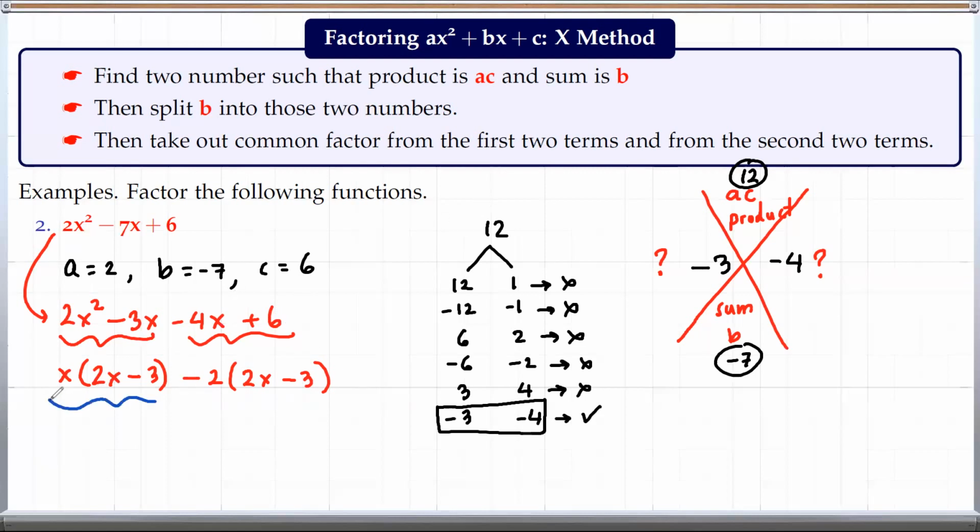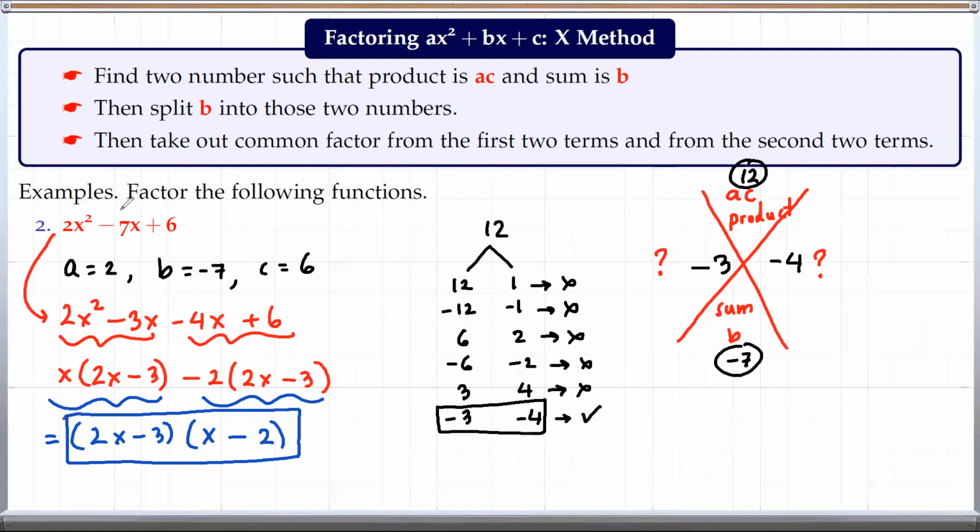Next, we look at these two terms and see if we can factor anything. So it looks like 2x minus 3 is common in both of these. So if you take 2x minus 3 out from the first term, you are left with just x. So just x over here, minus, and you are left with 2 over here. So these are the factors of the given quadratic function, 2x squared minus 7x plus 6. All right, so we are done with this example. Let's look at the next one now.